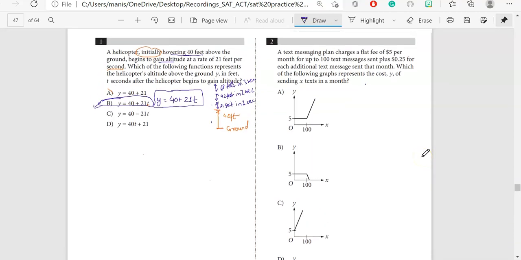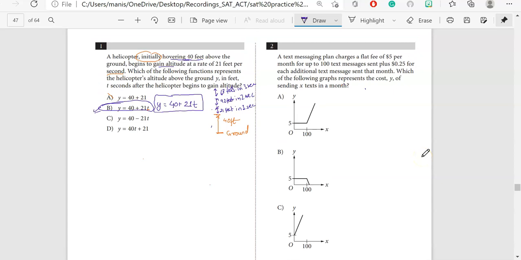Now do keep in mind we are still using the strategy pause and play. You should pause before each question and try to solve on your own, and then afterwards you can play the video. Let's look at question number 2.